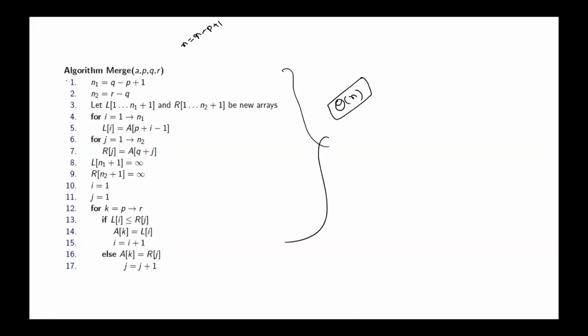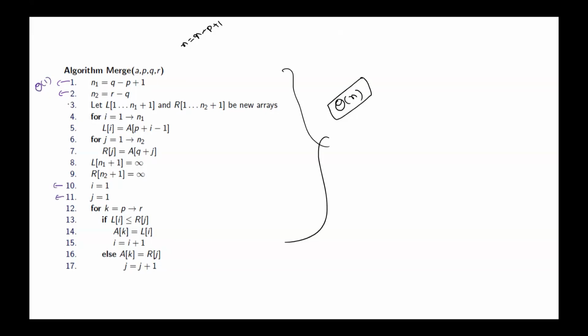What is the time for step 1, step 2, step 10, 11? What is the time for all these 4 steps? Theta of 1, or 1 step.